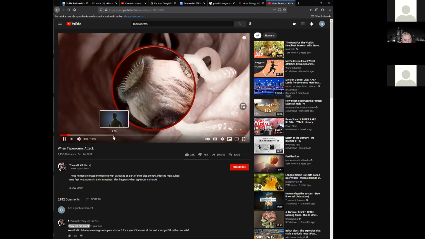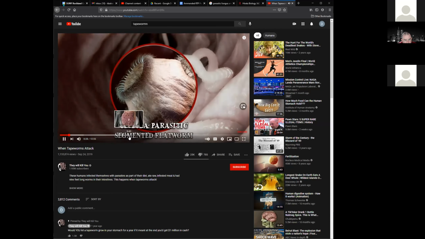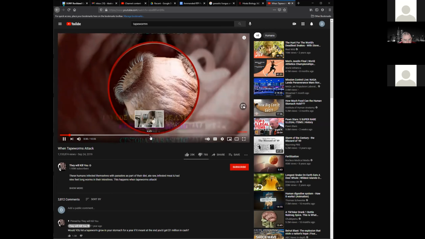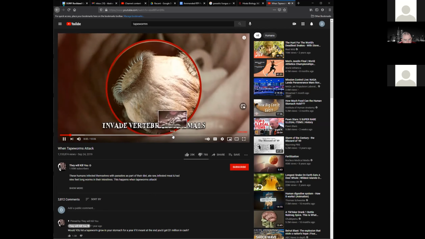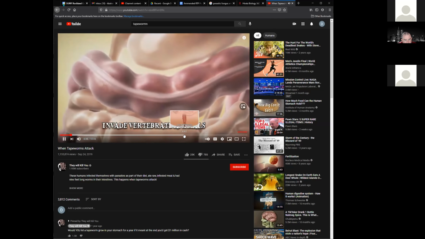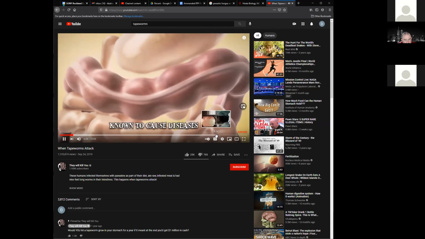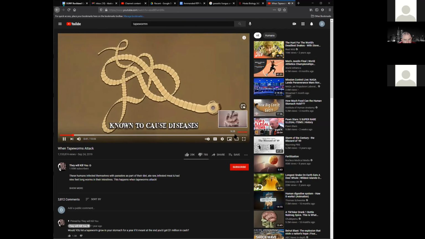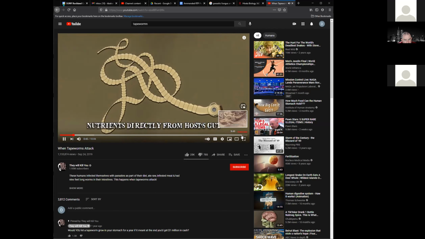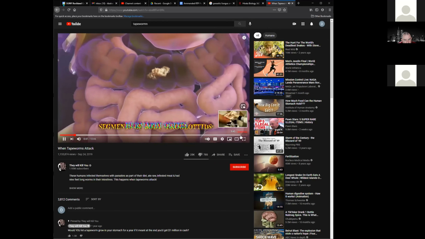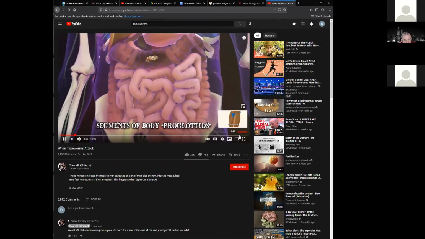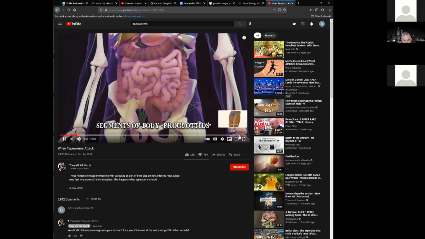The tapeworm, or cestoda, is a parasitic, segmented flatworm, known for invading vertebrate animals and living inside their intestines. They can also infest the human body, and several species are known to cause diseases. Tapeworms don't have mouths and get their nutrients directly from the host's gut. They are hermaphrodites, and each segment of their bodies, called proglottids, contains a complete reproductive system.